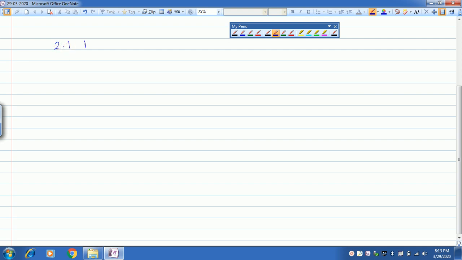2.1 Two-dimensional coordinate system. Coordinate system and its graph.